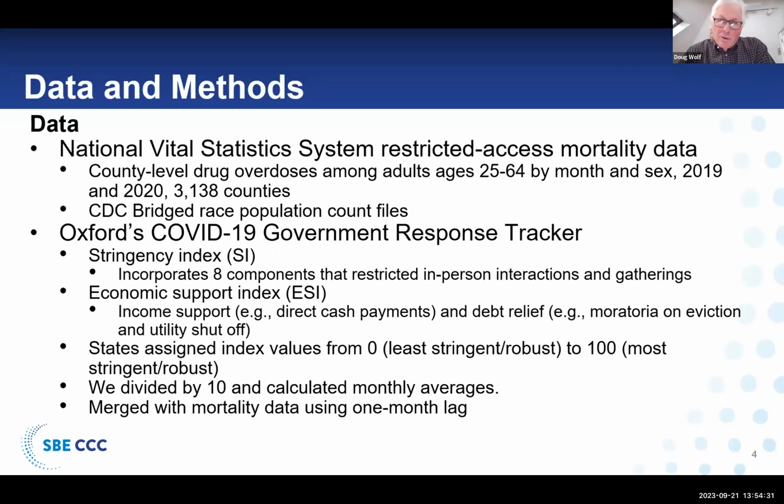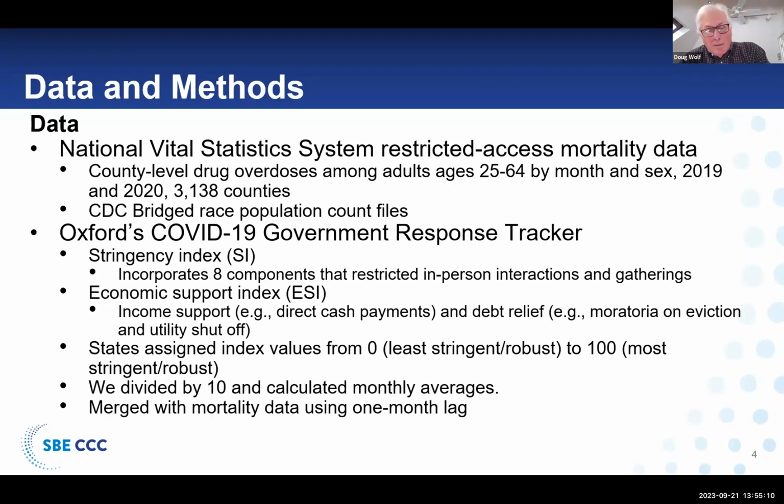The data used in this study mainly comes from 2 sources. Our outcome, the drug overdose mortality, is first built on counts of drug poisoning deaths from a restricted access version of CDC vital records files. And using those, I should say Shannon counted the number of drug poisoning deaths by county, by month, by sex over this 24-month period.